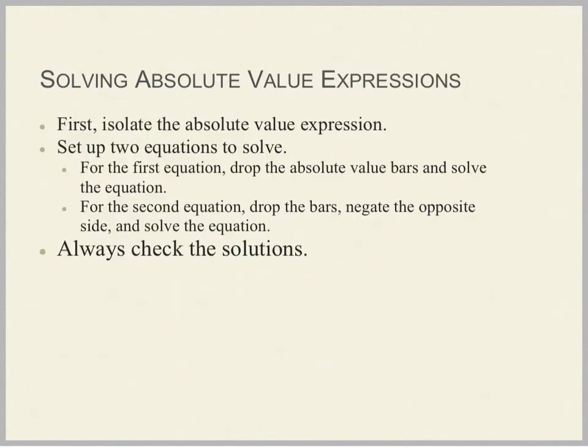In solving absolute value expressions, we want to first isolate that absolute value expression. Then we will be setting up two equations. In the first equation, we will drop the absolute value bars and solve. However, in the second equation, we'll be dropping the absolute value bars and negating the opposite side, because again, with absolute values, we are looking at both the positive distance and the negative distance. So our first equation gives us the positive distance, and in the second equation, we'll be looking at the negative distance. Let's take a closer look.